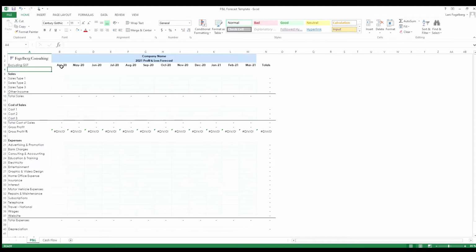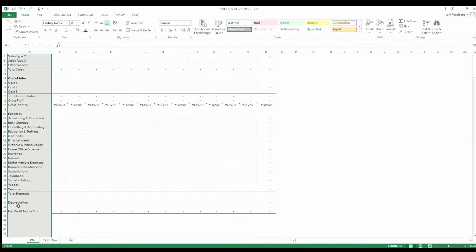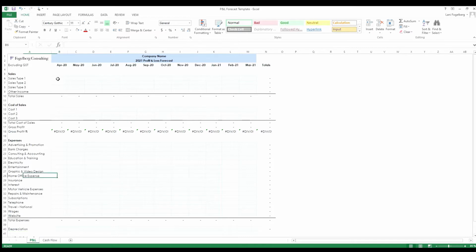As you can see across the top here, we have the months broken down, and then on the left hand side here we have income, cost of sales, gross profit, expenses, a little space for depreciation here, and then net profit before tax. For the purpose of this forecast, I have left depreciation in there, although you may wish to leave it blank. The grey cells are the cells that you fill out with data.